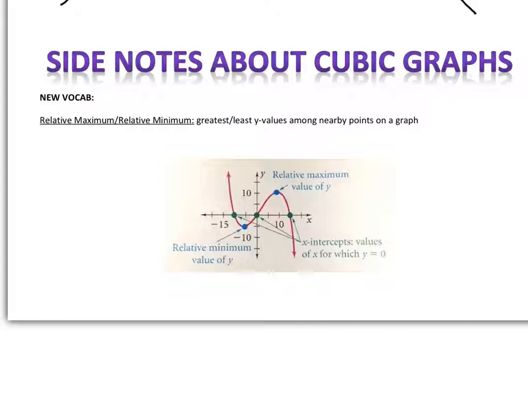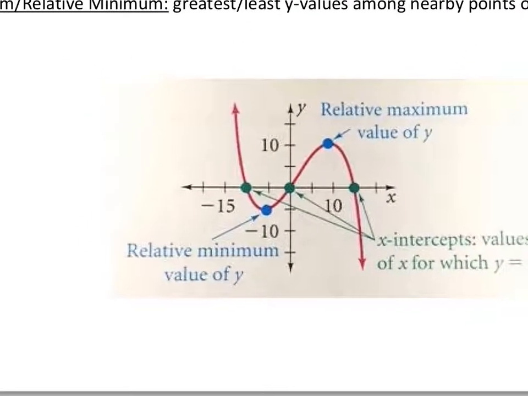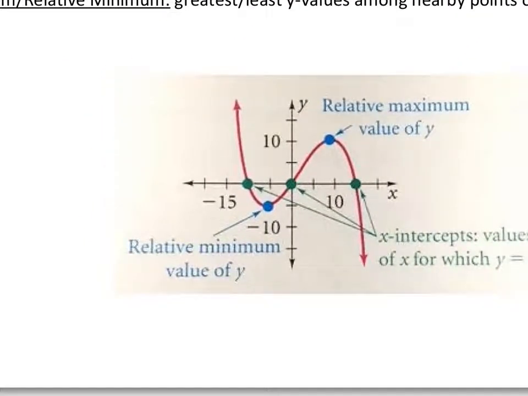So the word for those are relative maximums and relative minimums. Relative means being compared to things around you. So between these two x-intercepts, we have a relative minimum. That is the lowest point between those two intercepts, right? And here, between these two, we have a relative maximum. There's a highest point, for sure, between those two points. Okay, that's what that means.